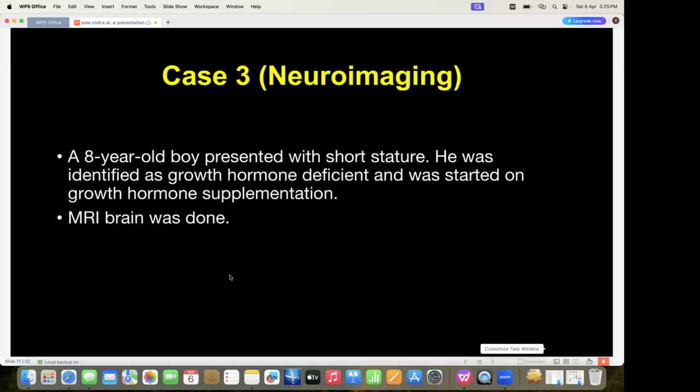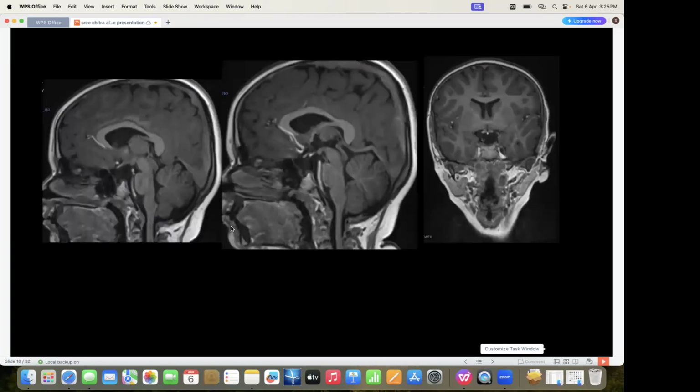So now coming to the third case. The third case is about an 8-year-old boy who presented with short stature. He was identified as growth hormone deficient and was started on growth hormone supplementation. MRI brain was done for the same. So these are the MRI images, T1.